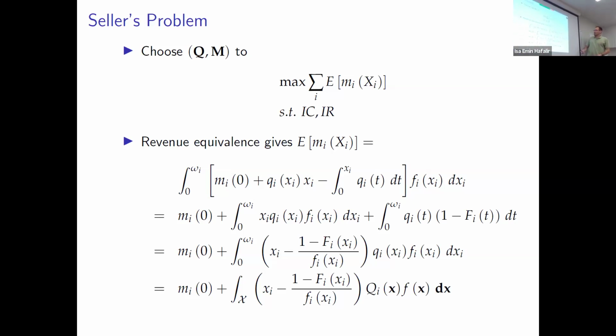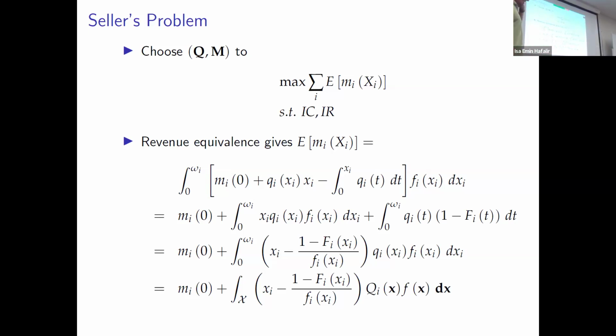And now all I do is combine these two, and our nice virtual valuation appears. The q_i(x_i) f_i(x_i) is common for both terms. In the first term, I have x_i. In the second term, I have 1 minus F_i, but there is this extra factor of f_i. So rather than not having this here and multiplying by f_i, I still keep this here and I have this expression. And this expression is the virtual valuation.